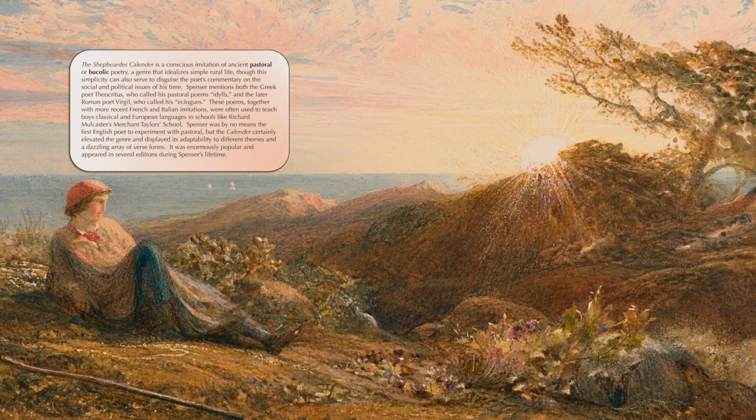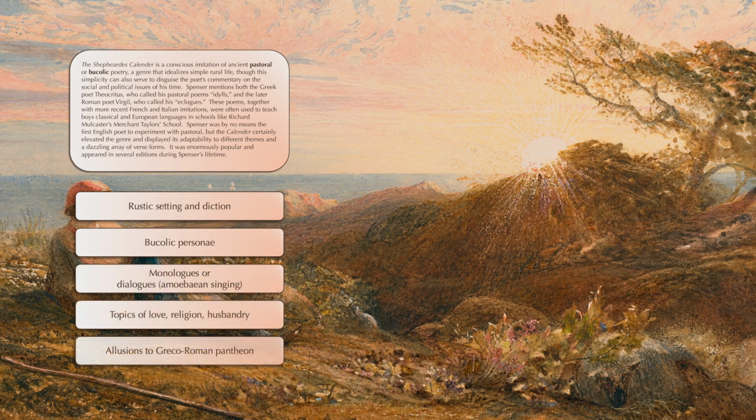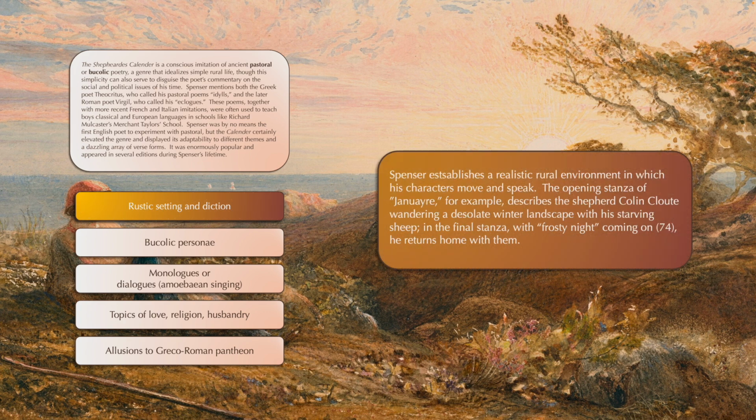So some of the traits of pastoral, I'll just put I got 5 of them there. First is a rustic setting and rustic diction. So Spenser establishes a realistic rural environment in which his characters move and speak.